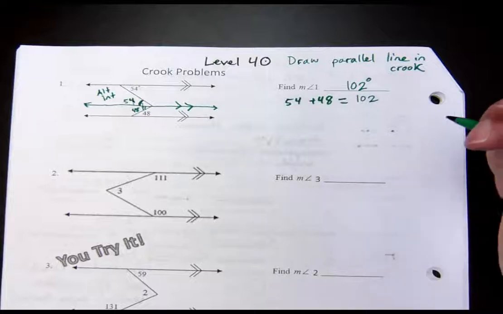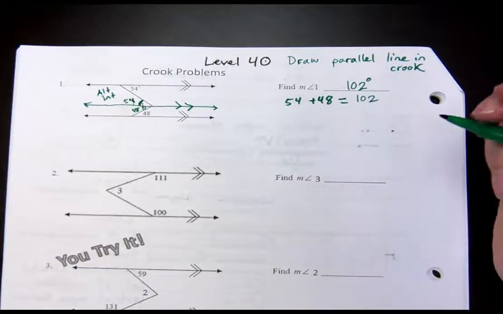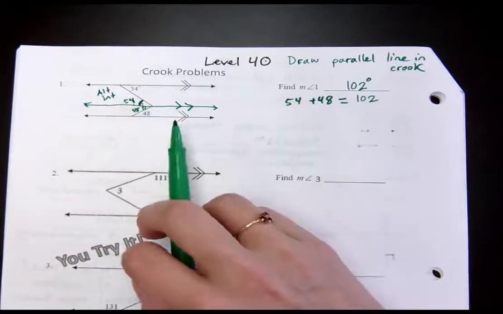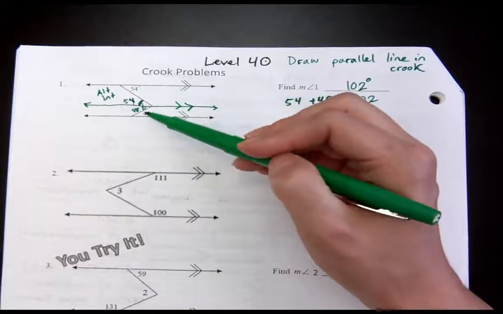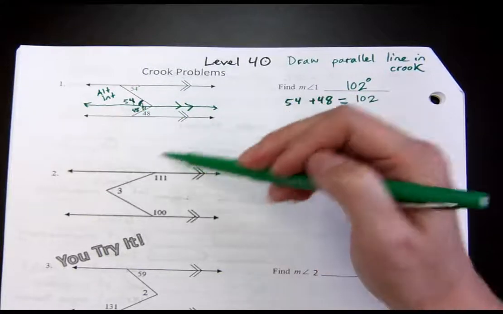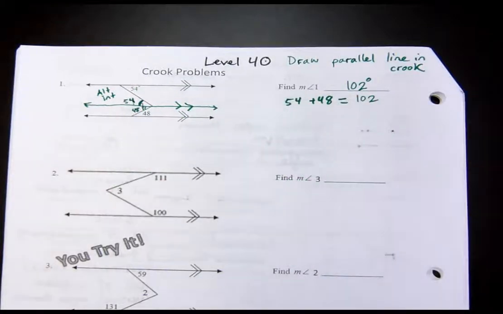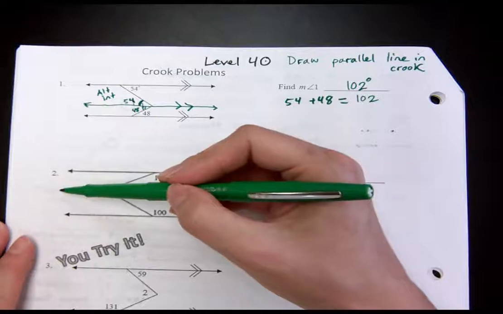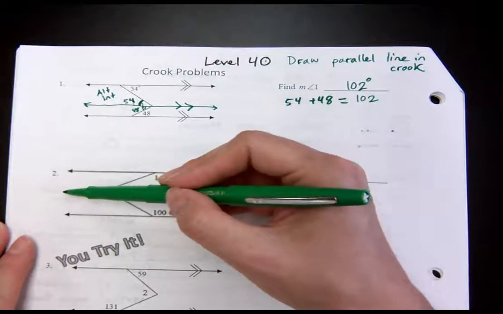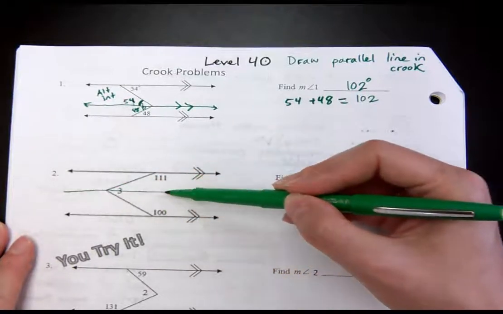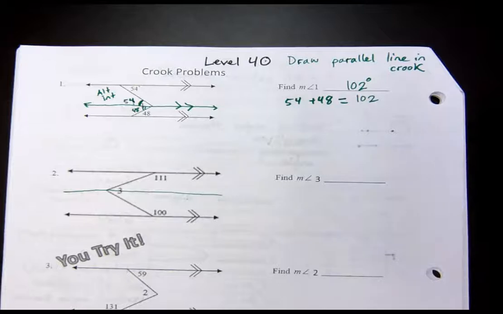Is that easier than the proofs? Yeah, so we have to remember we draw the line in, you recognize your angle pairs, and then add them together, or sometimes you'll subtract them to find what you need. Oh, it doesn't look like an obtuse angle. These are not always drawn to scale, so you're right.